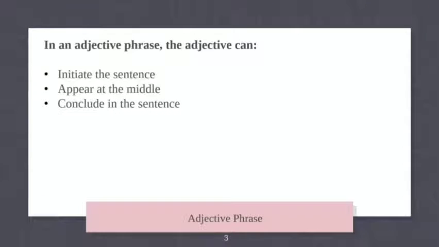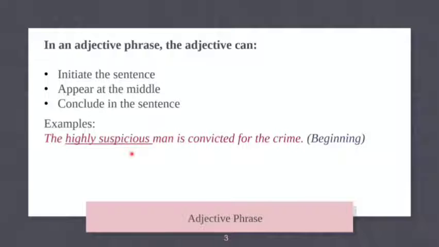So in an adjective phrase, the adjective can initiate in the sentence, appear in the middle, and conclude in the sentence. For example, the highly suspicious man is convicted for the crime. The highly suspicious is the adjective phrase that initiates in the sentence and describes the noun, which is the man.